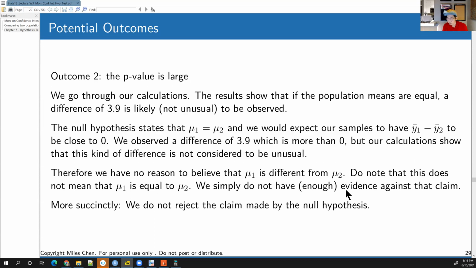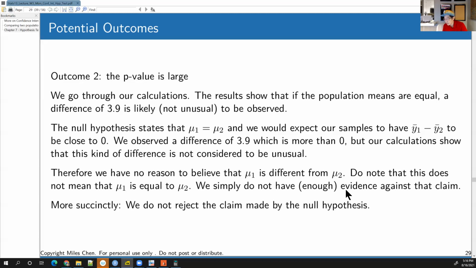the other possible scenario is you do your calculations, and the probability ends up being very large. Okay, so we get a difference of 3.9, right? And the results show that even if the population means are equal, because of random chance, sometimes you get one sample where the mean is high and the other sample where the mean is low. And getting a difference of 3.9, the difference isn't zero, but it's also not astronomically huge. That's another possible scenario, right?